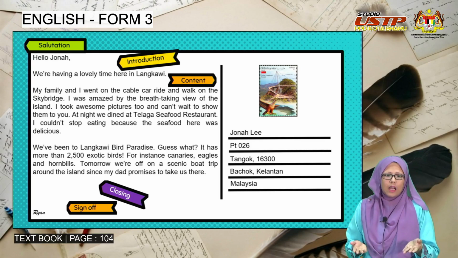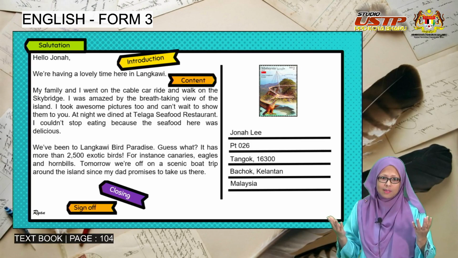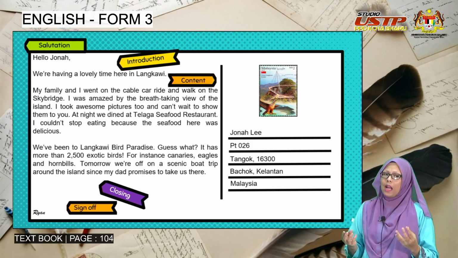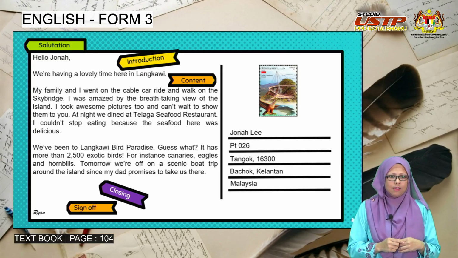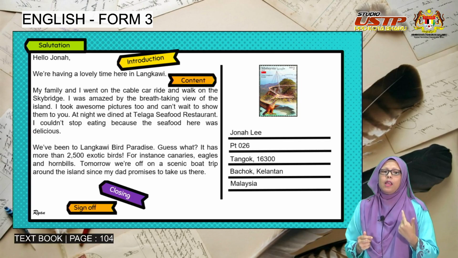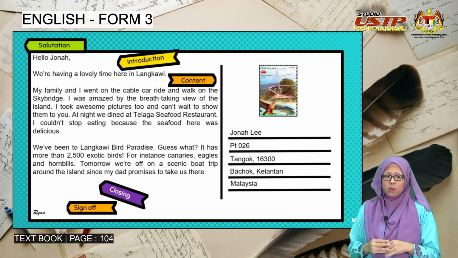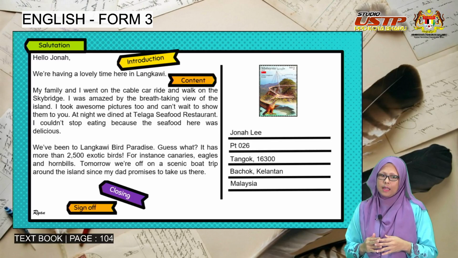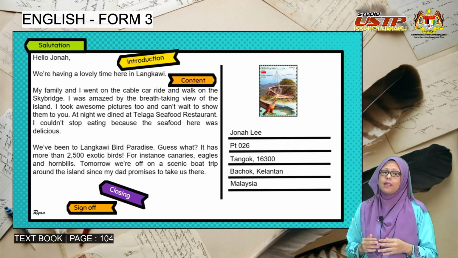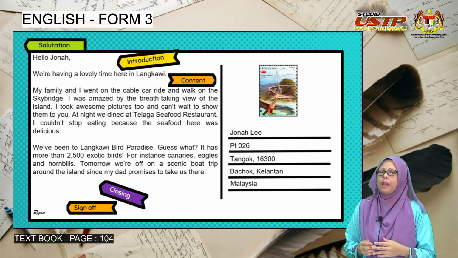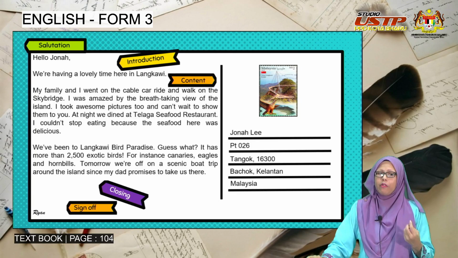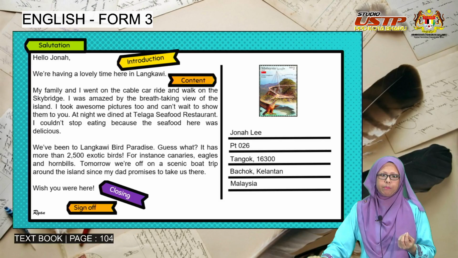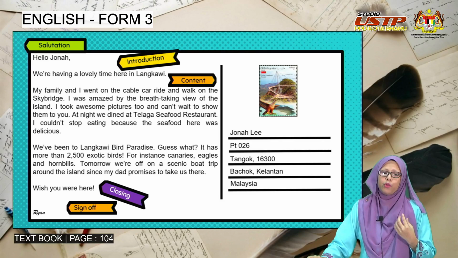We have been to Langkawi Bird Paradise. Guess what? It has more than 2,500 exotic birds. For instance, canaries, eagles, and hornbills. Tomorrow, we are off on a scenic boat trip around the island since my dad promises to take us there. So, that is the content paragraph of Ryan's postcard. Wish you were here. Sign off, your friend Ryan.